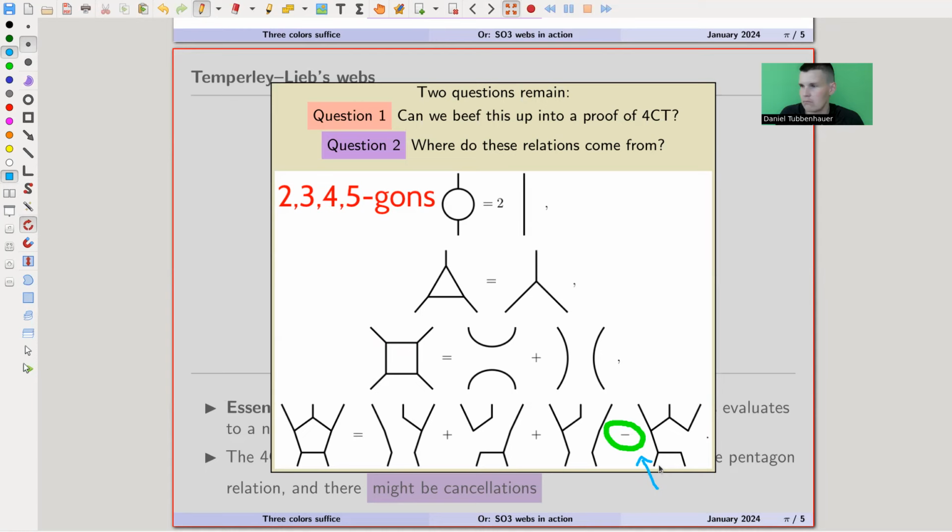Why on earth did Temperley-Lieb do that? Where does the relation come from? Okay, it works. It counts the number of colorings. But why on earth would anyone ever write down an H equals I relation? Where does it come from, right? I'm going to answer both, but I will be very, very sketchy for the first one, just to make sure.